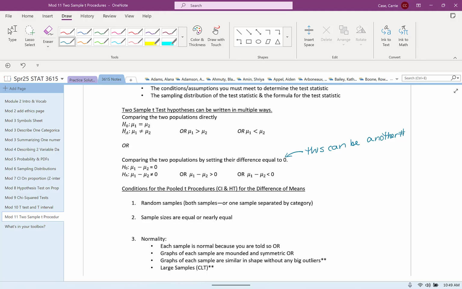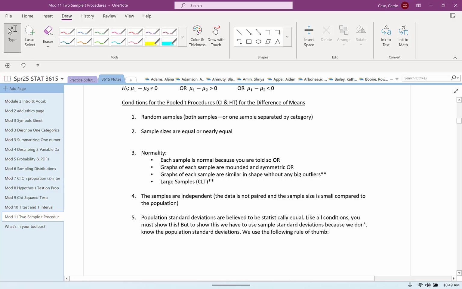All right, so our null hypothesis when we write it as a subtraction statement, is that mu1 minus mu2 is equal to 0. And then the alternative is that mu1 minus mu2 is not equal to 0, is greater than 0, or is less than 0. The conditions for this pooled t procedure, both the confidence interval and the hypothesis test for the difference of means, is pretty extensive. So let's go through all of them. We have to have a random sample or two random samples. We can take one random sample and separate by category, or we can take a random sample from each of the two categories. Sample sizes are equal or nearly equal.